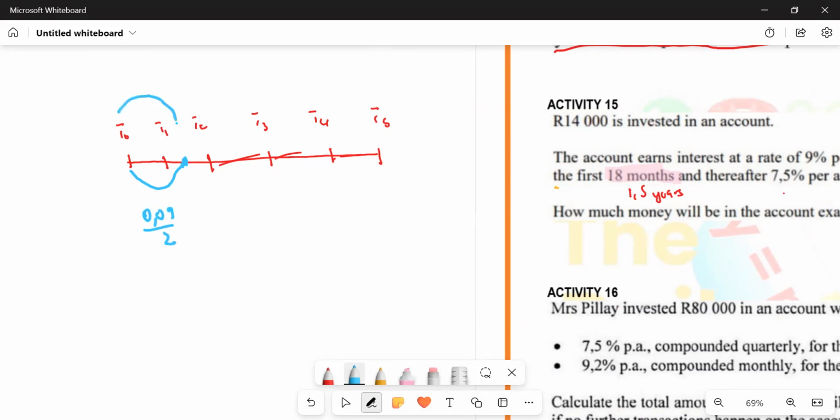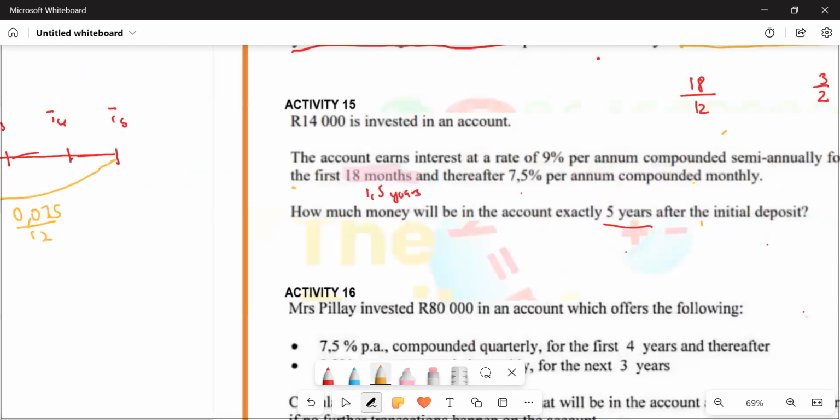What is going to be the number of calculations? Our n is going to be 1.5 multiplied by 2, which gives you 3. And if we've used 1.5 years, how many years are going to remain? It's 3.5. And then this one is 0.075 divided by 12. Why divided by 12? Because the second one is compounded monthly.